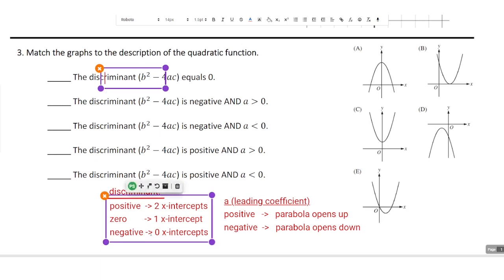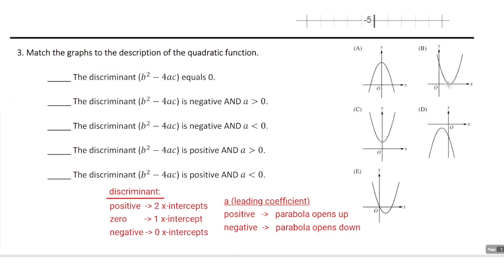Well, if the discriminant's 0, that means there's one x-intercept. And we can see there's only one choice here that has one x-intercept. That's right here on B. So the first one should be B.